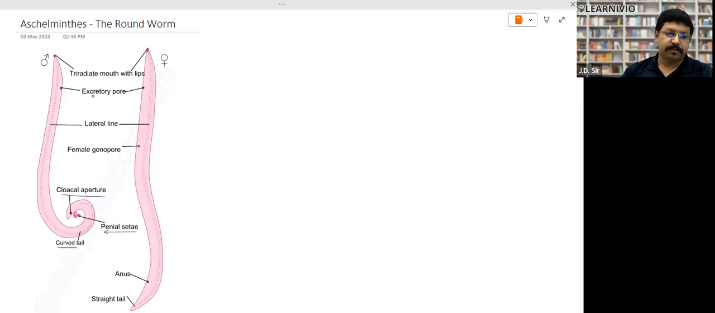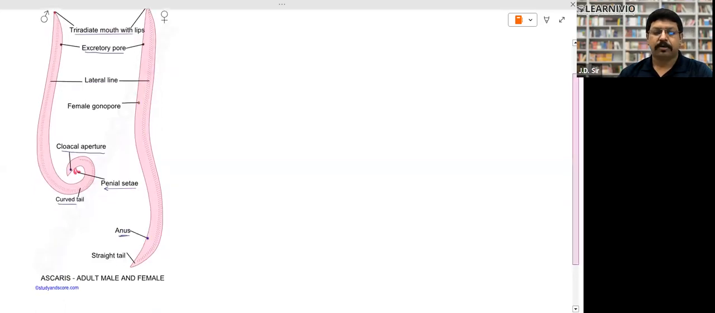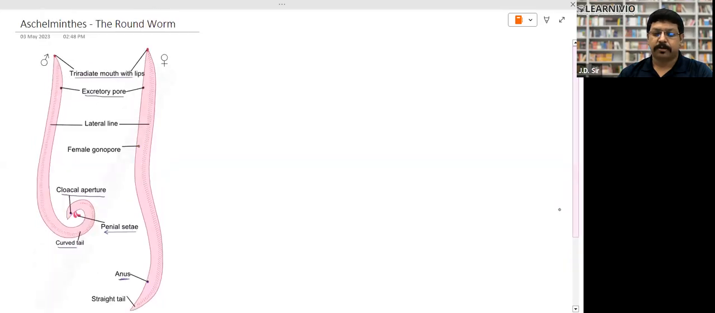Lateral line is present. They have an excretory pore and a triradiate mouth with lips. And this is the female, which is the larger one, and the female has its anus here, right? Both are white in color, and their body is cylindrical. That's why they are known as roundworms.